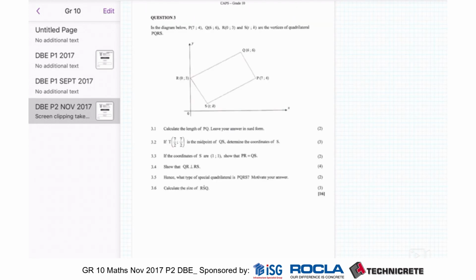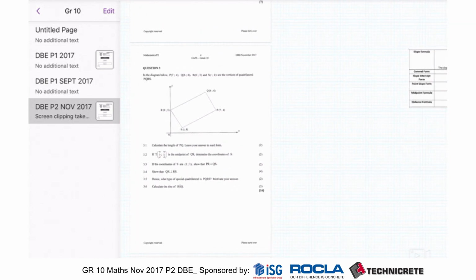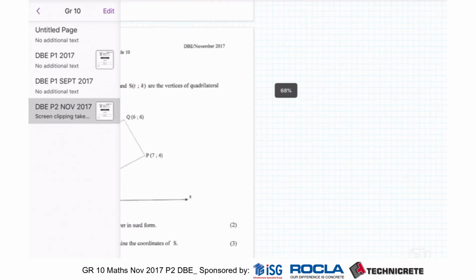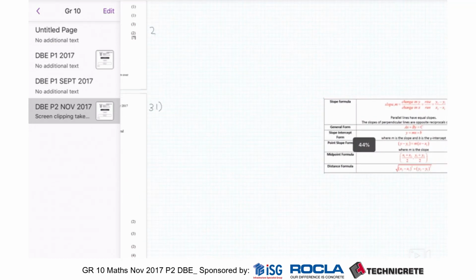Okay, let's look at number 1 first. So number 1 says calculate the length of PQ. Surd form is very important because they're not going to mark your answer correct and you're going to lose out a mark if you don't leave your answer in surd form. So this is 3.1, and we're using distance formula. So let's quickly look at our distance formula that's here. So we're finding PQ. My distance formula is x2 minus x1 squared plus y2 minus y1 squared.